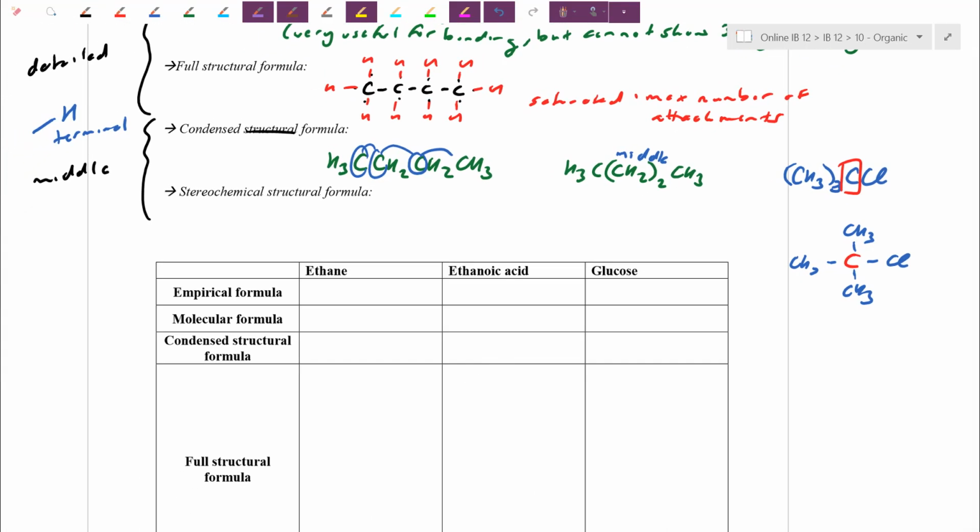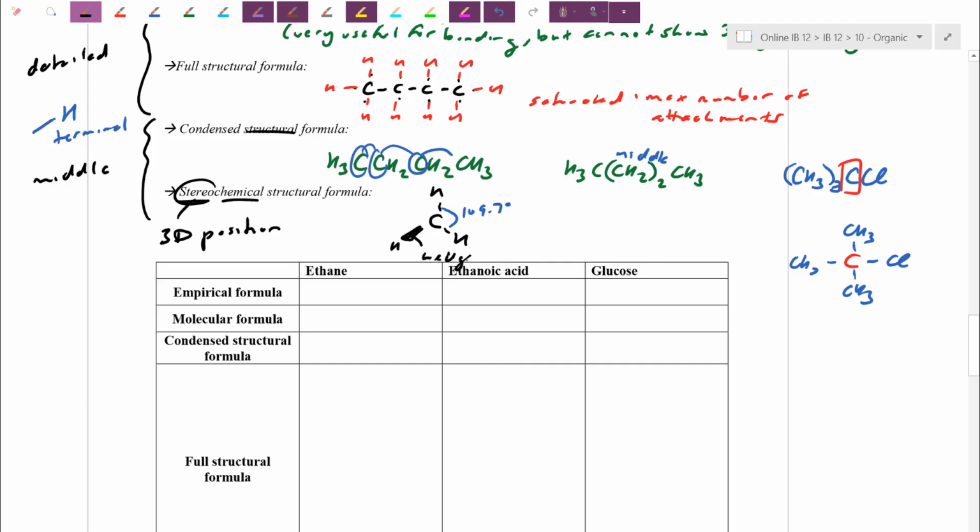I'm going to introduce you to one more here, called the stereochemical formula. Stereo refers to the geometry in 3D, and this is where we start showing the 3D position. We saw this a little bit in our bonding chapter. We needed, let's say, a tetrahedral geometry. Hopefully you remember the bond angle is 109.5. We can use the wedge.